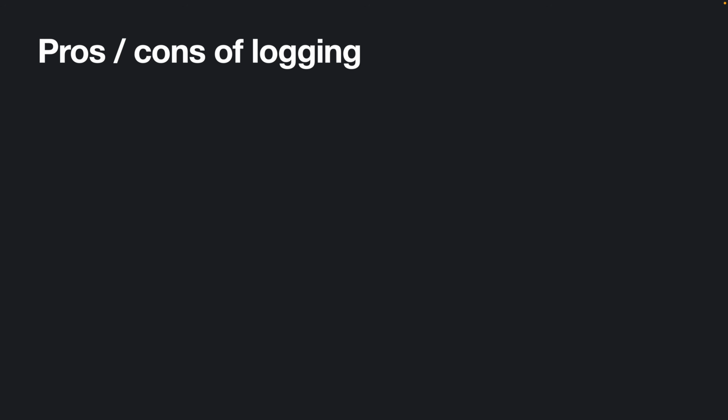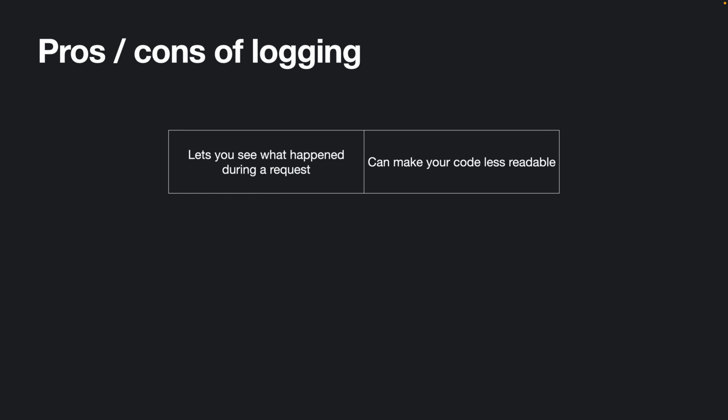Anyway, let's move on. The pros and cons of logging. This is a bit of a guide as to what to expect. Logging, mainly you use it to see what happened during a request to your web application, because once your application is deployed, you obviously can't step through it with the debugger, at least not very easily. So if a problem happens, you want to be able to see what the user did in that request that led to the problem. The problem with that is that it makes your code less readable, as I mentioned earlier.